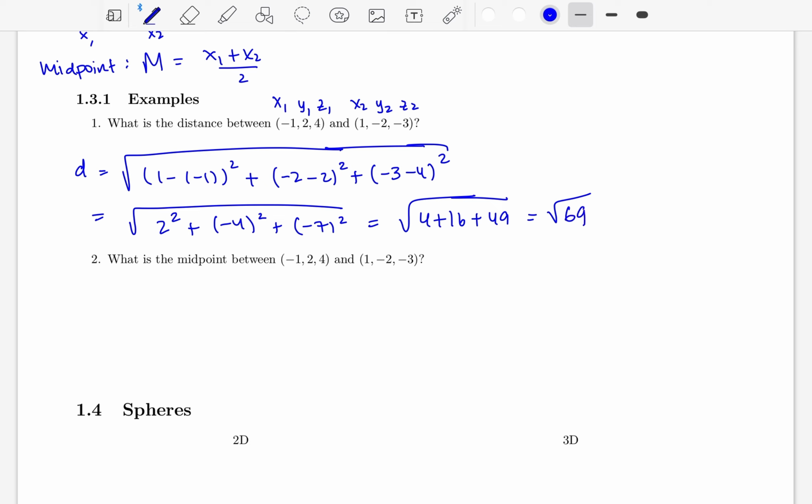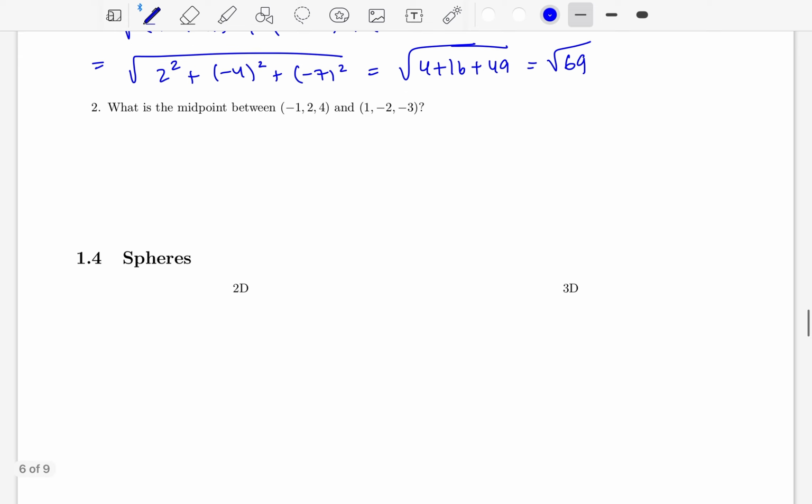Perfect. And you don't have to write all these steps, okay? Feel free to skip anything you feel like skipping. Okay. What is the midpoint between (-1, 2, 4) and (1, -2, -3)?